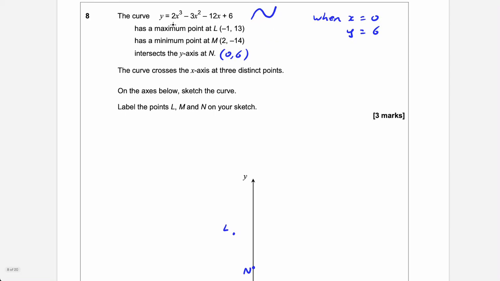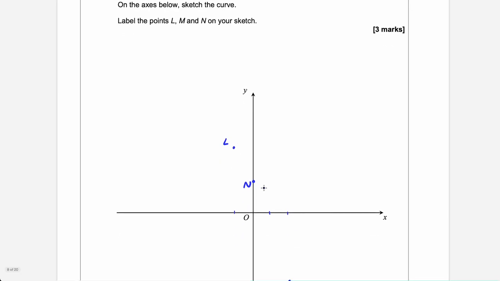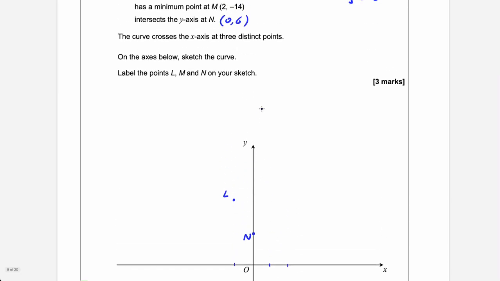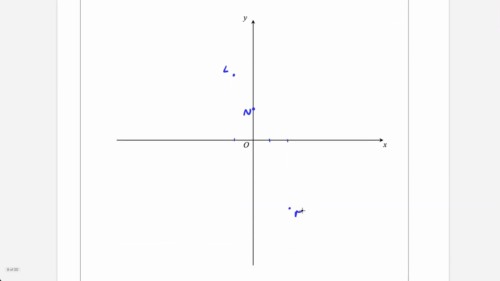And also he's given us the fact that this is the max and this is the min. So that's L, N, and that's M. Okay, so it's going to go up. I don't know exactly where across the x-axis, but up here like this, turns, that's the maximum, goes through this, like so, down here like this, turns, something like that. It's not a great drawing, but there you go.